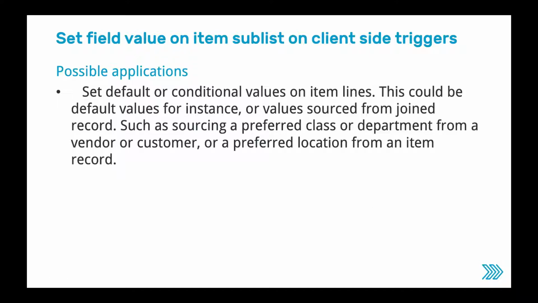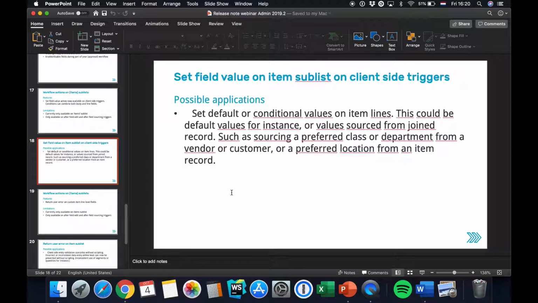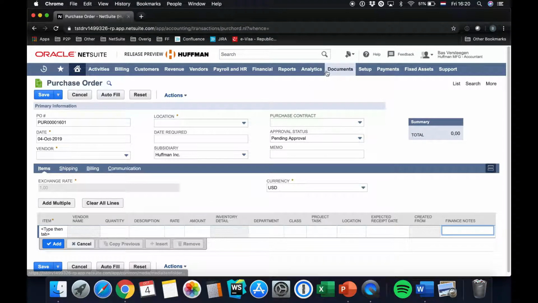Even with its limitations, again, I think there's quite a lot of value in setting default or conditional values on line items. I know quite a few of you, for instance, set default values based on a source from a joint record. And you can think of things like sourcing a preferred class or preferred department from a vendor or customer record. Or for instance, a preferred location from an item record. And this is exactly what I'm going to demonstrate to you.